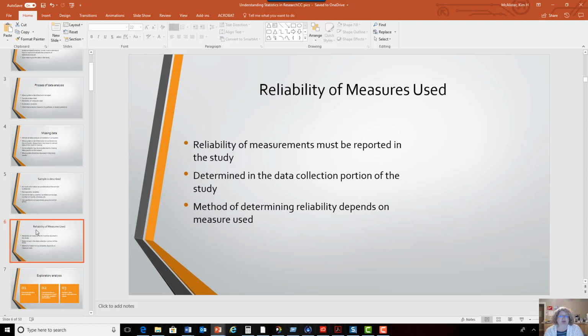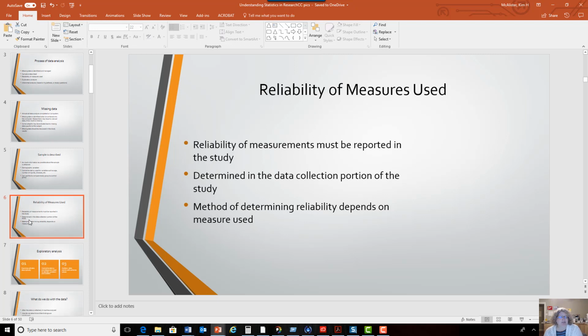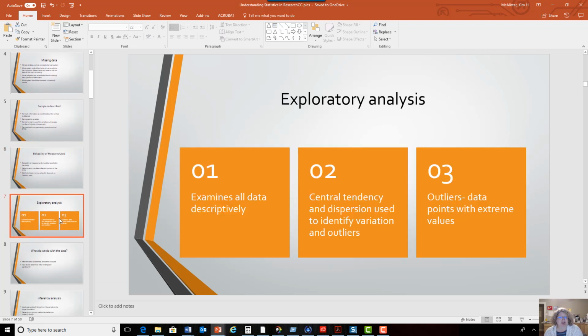You want to figure out how you're going to determine the reliability during the data collection part of the study. And your reliability measure depends on what measure that you use.